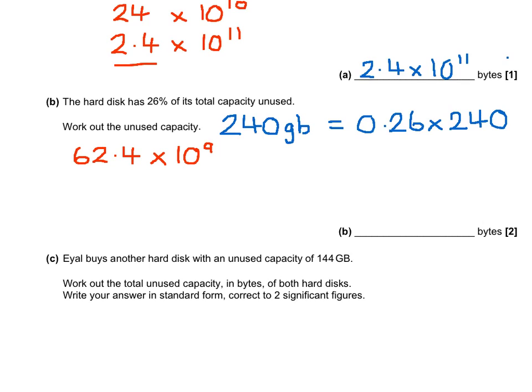So now we need to change that into standard form because it's got to be between 1 and 10. So that's going to be 6.24 times 10 to the power of 10.